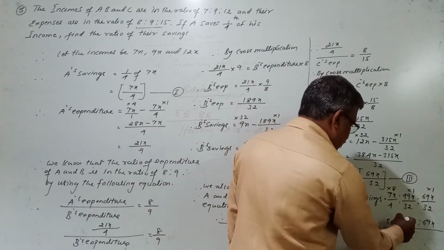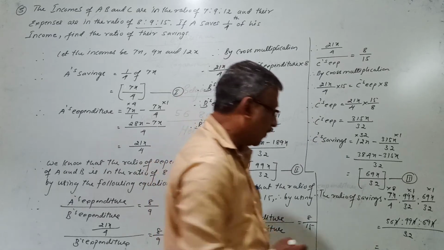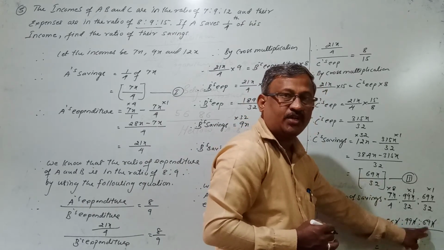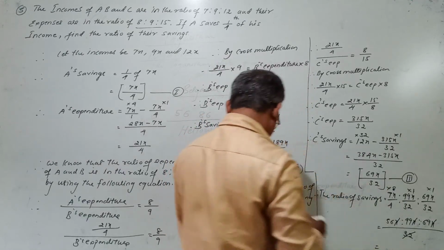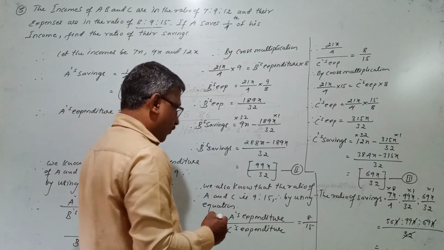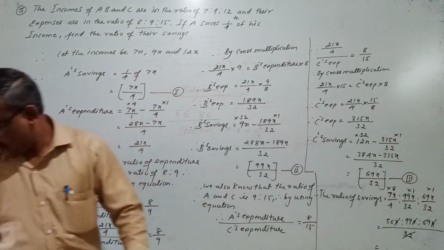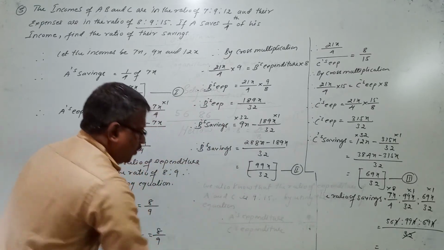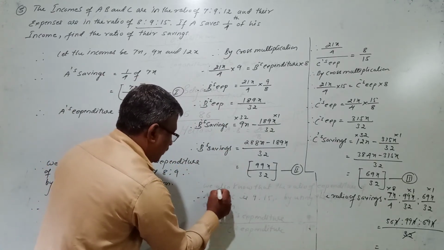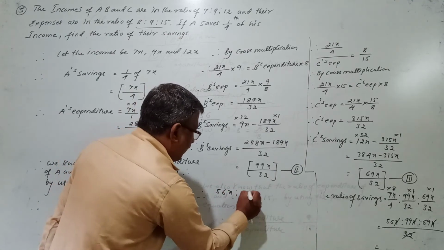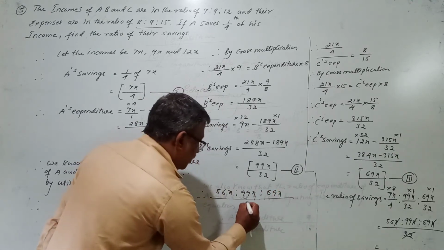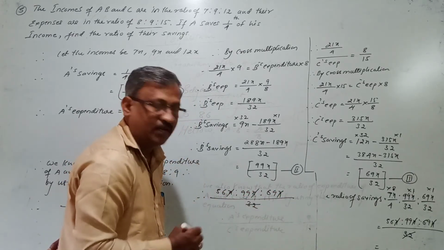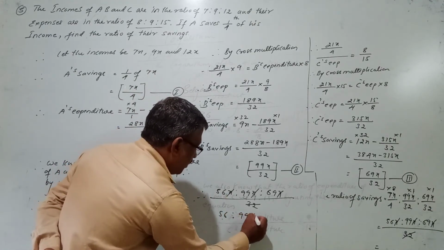Now you can calculate the ratio. Here this x and this x get cancelled. Even the denominator also gets cancelled. So what remains is 56, 99 and 69. You can see very clearly here, it came to 56x is to 99x is to 69x, all divided by 32. Here x is common and gets cancelled, and the denominator also gets cancelled. So the ratio comes to 56 is to 99 is to 69.